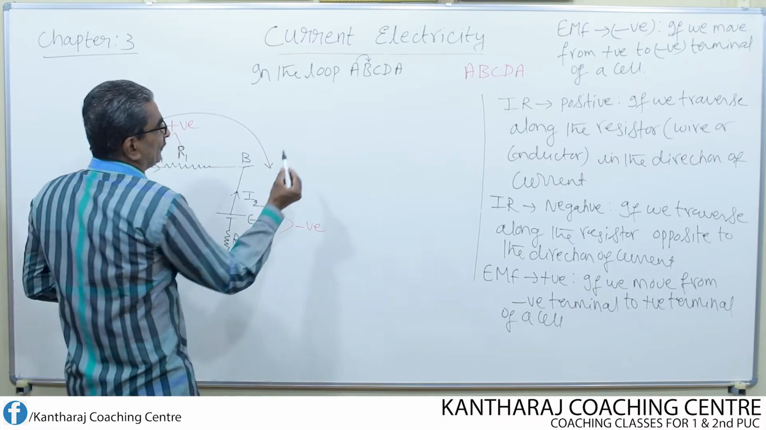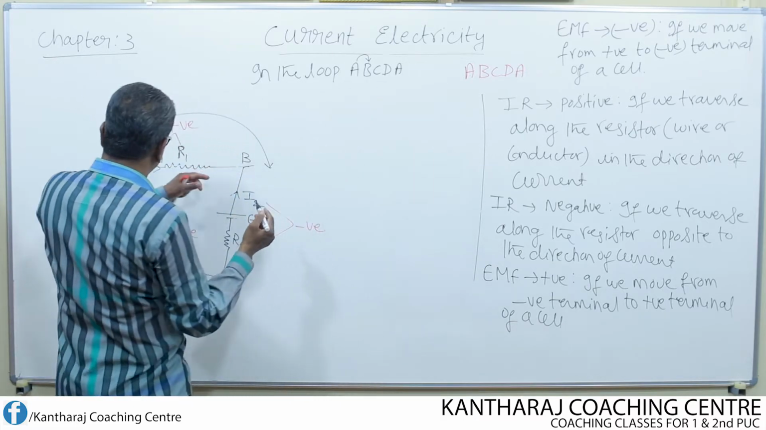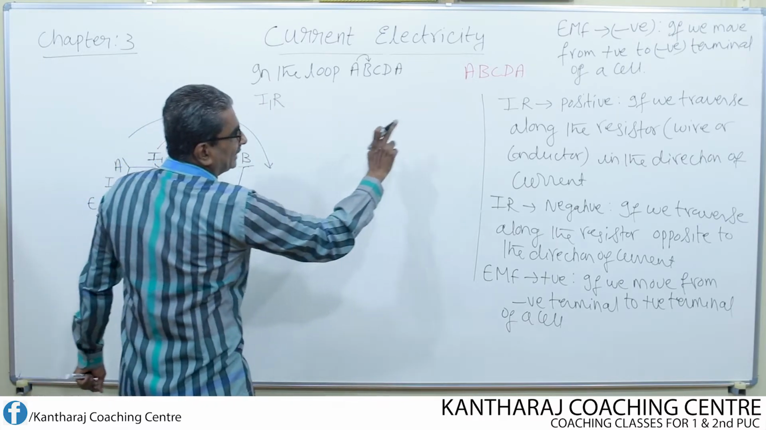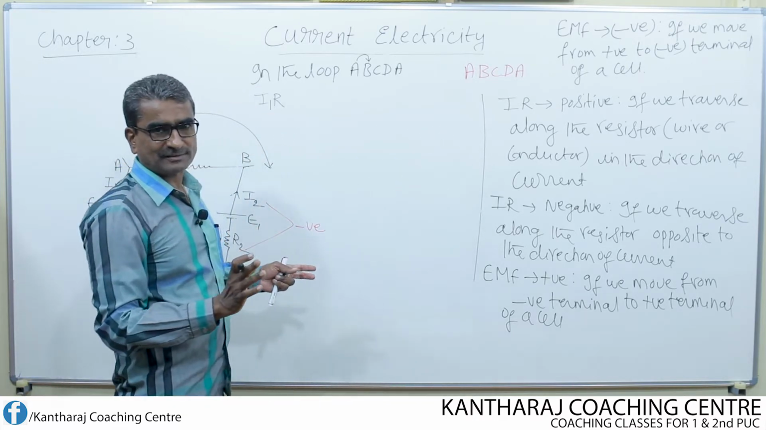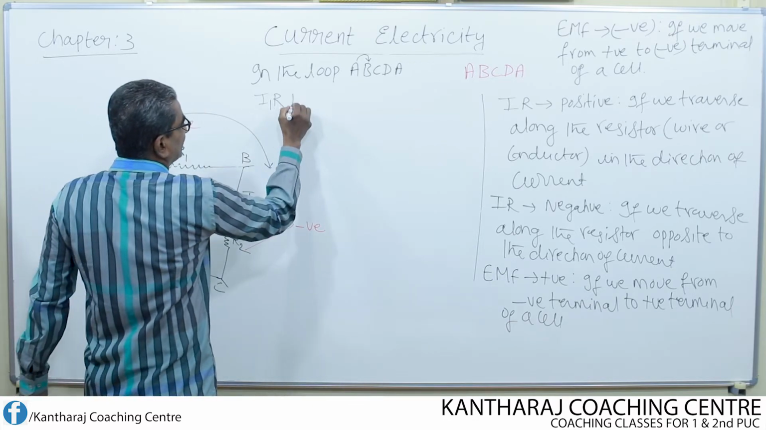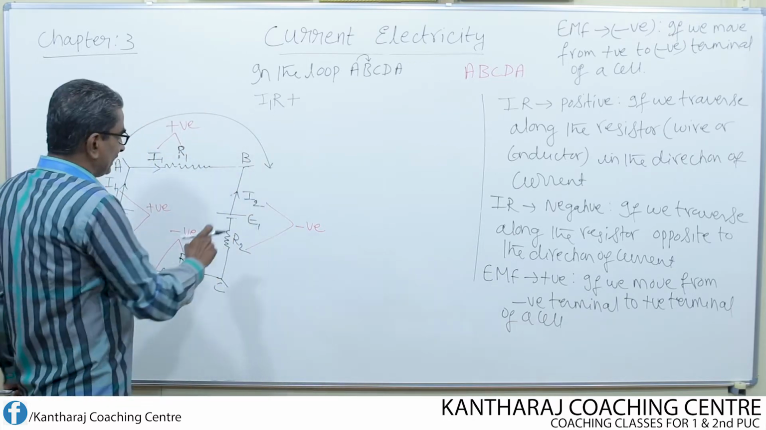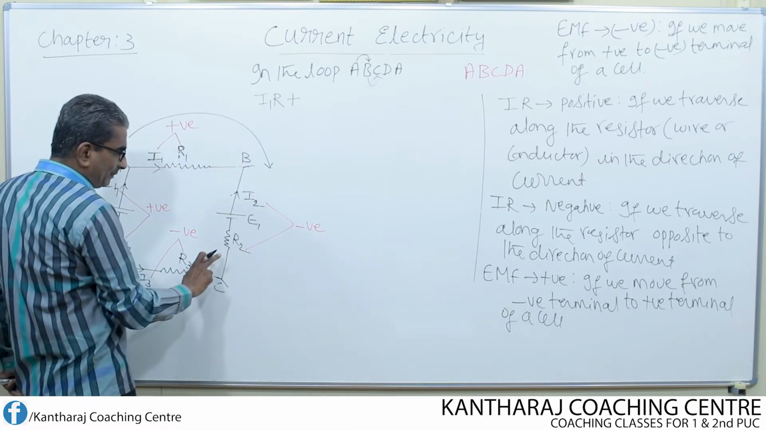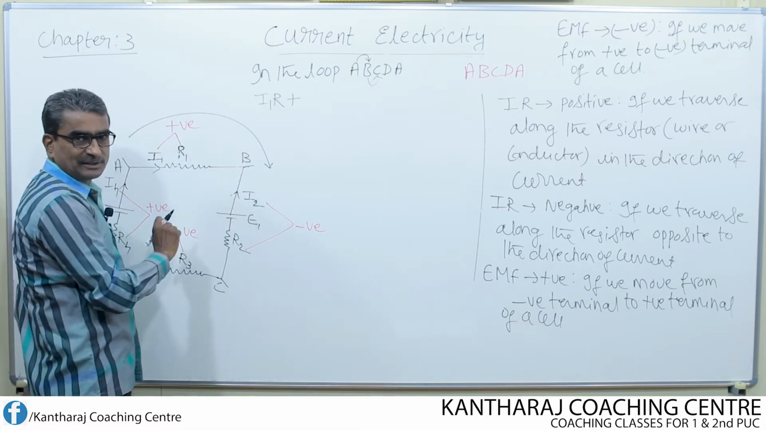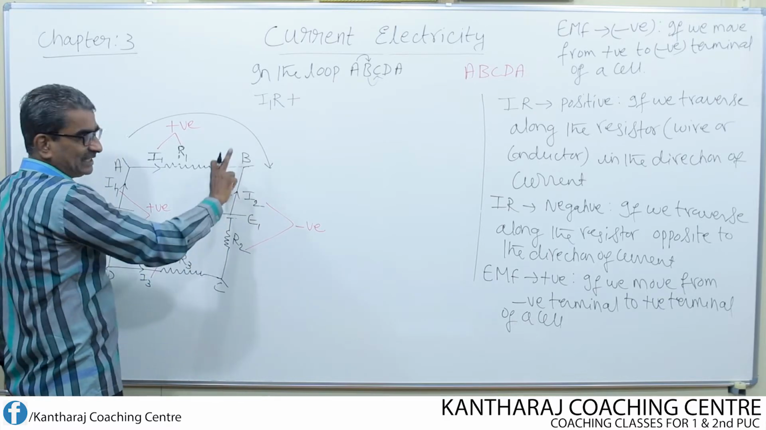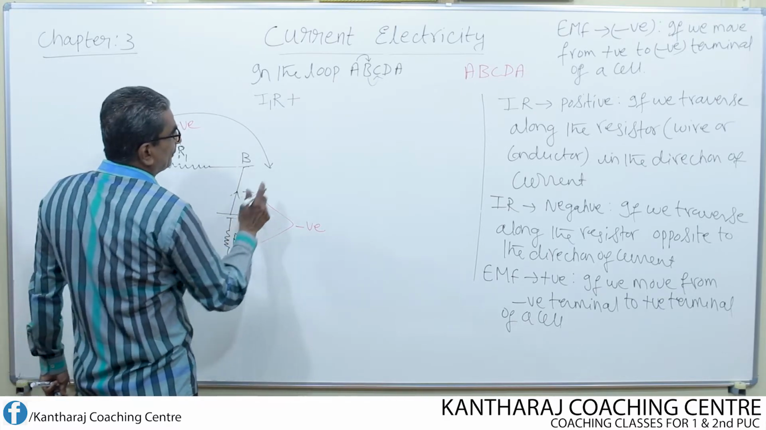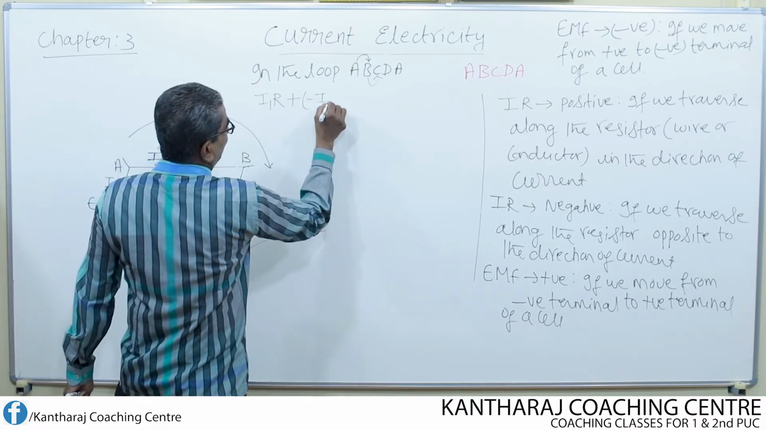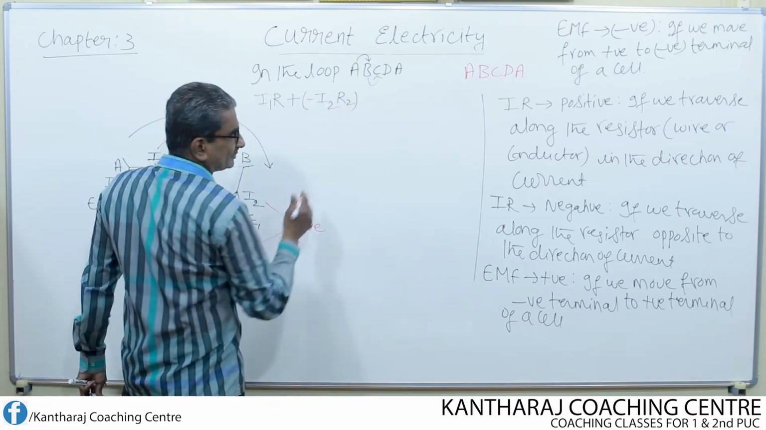Let us write that from A to B. What is the IR product? I1 R1. According to the law, sum of IR product. Therefore, I consider plus. Next, I move from B to C. If I move from B to C, we are moving downwards, whereas current is opposite to us. Therefore, IR product in this branch is negative. Therefore, it is minus I2 R2.